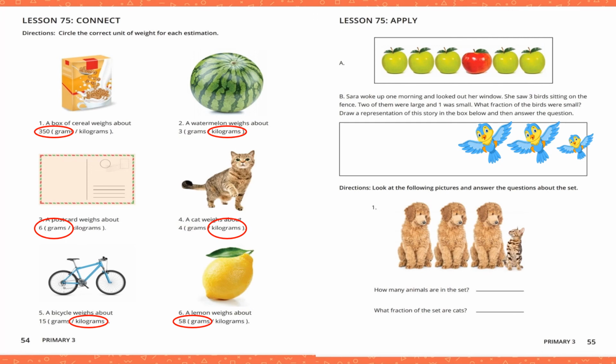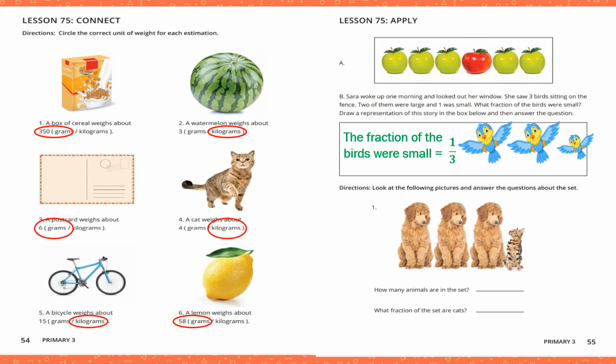So the total birds are 3, and the total we write down in the denominator. Okay, in the denominator. And the fraction of the small only, 1. 1 over 3. 1 small bird out of 3 birds. Okay.